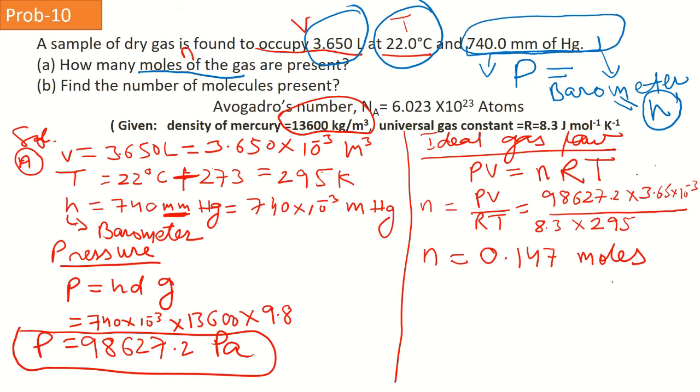So this is the answer for part A. And for part B, find the number of molecules. Finding the number of molecules means you have to find the capital value of N.